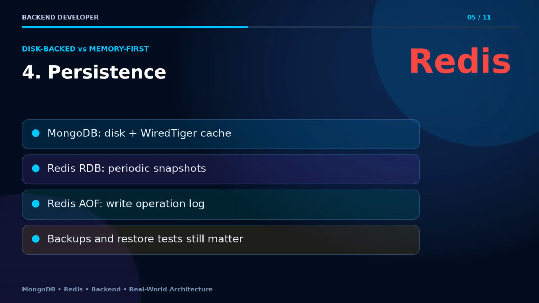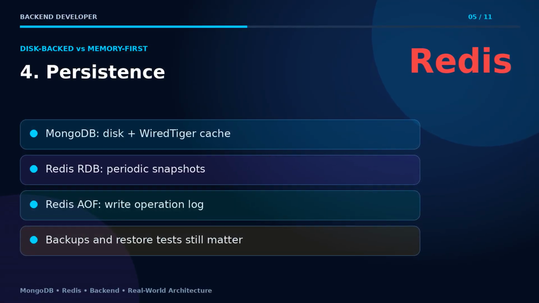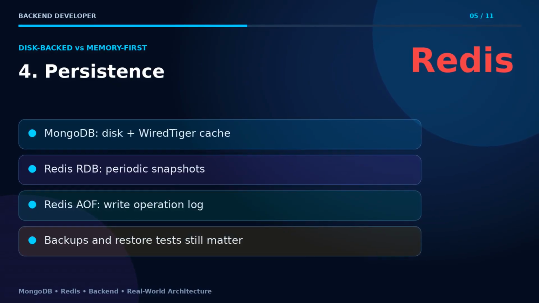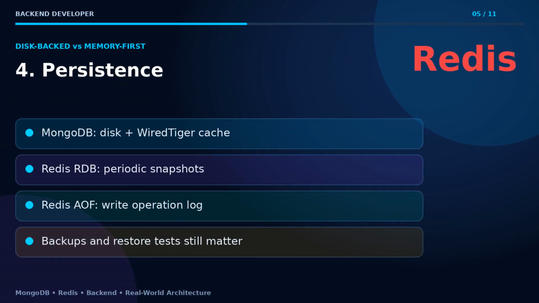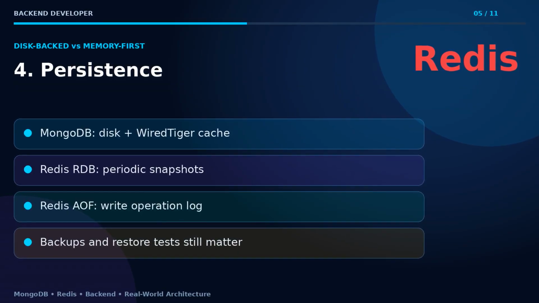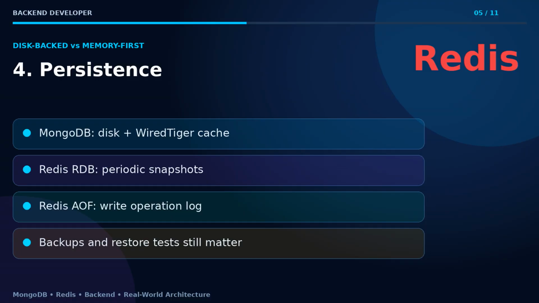For persistence, MongoDB is designed as a disk-backed operational database. The WiredTiger storage engine uses memory as a cache while keeping durable data on storage. Redis primarily works in memory, but it offers disk persistence options. RDB creates point-in-time snapshots at configured intervals. AOF records write operations in an append-only file. You can use both, choose one, or disable persistence. The decision changes your potential data loss window, restart time, disk input-output load, and cost. Using Redis does not remove the need for backups or restoration testing.